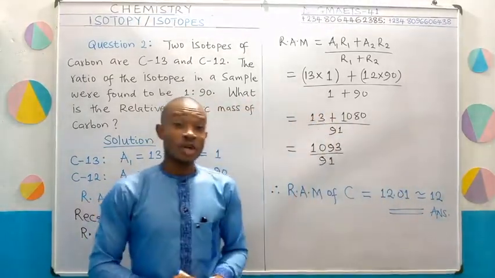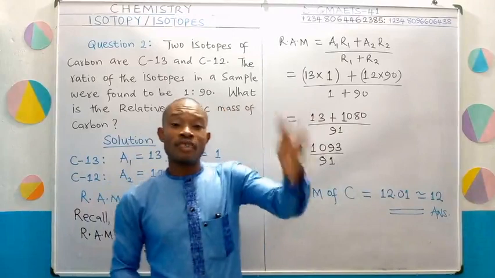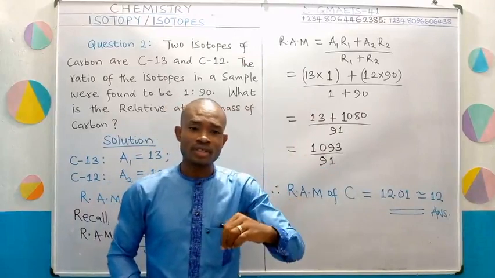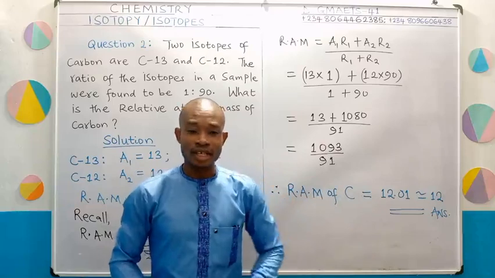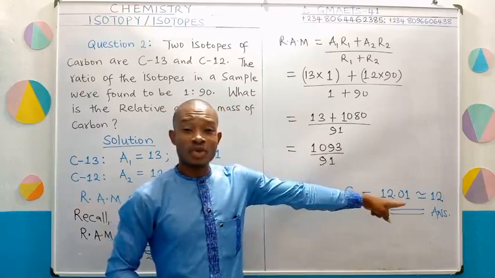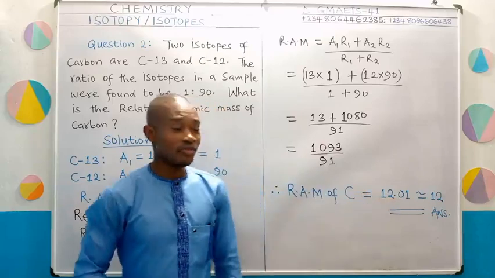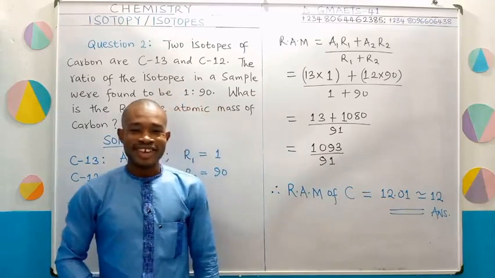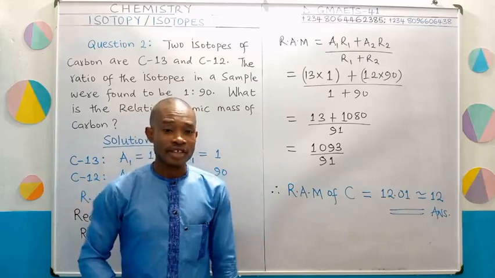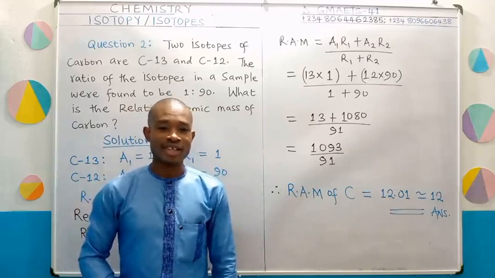So you see, no wonder. If they ask you what's the relative atomic mass of carbon, whether you're reading your textbooks or you decide to Google it, you would always see it to be 12. An approximate value. Let us pick one more question and see how we can use the knowledge of isotope to solve some problems regarding R.A.M.